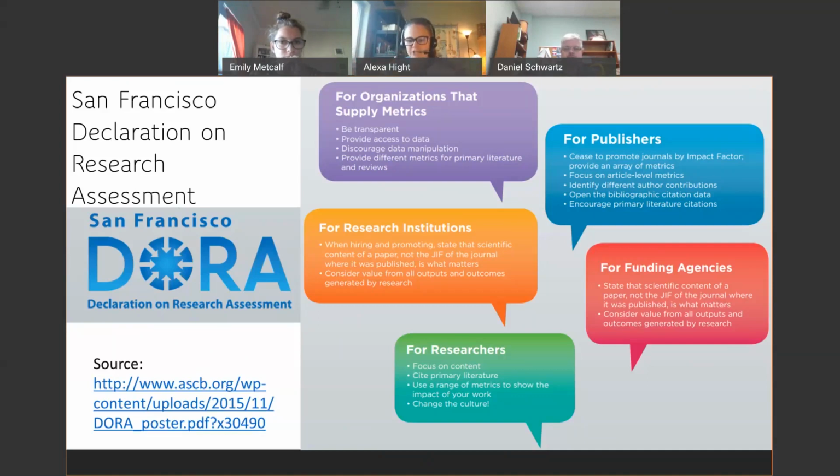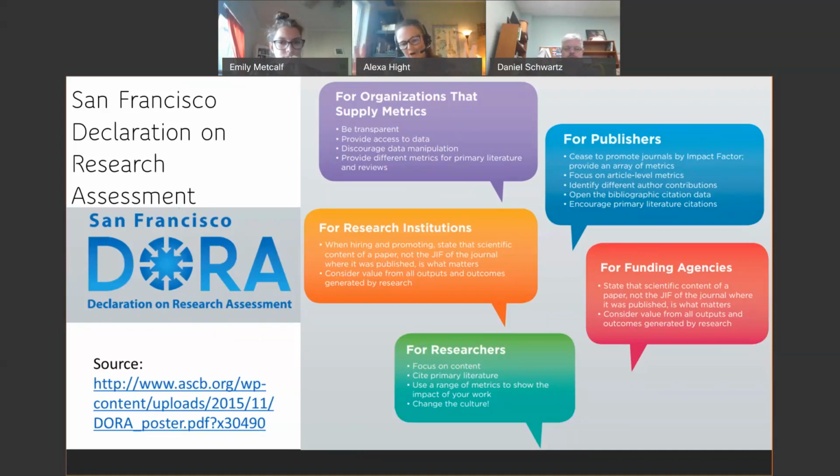And then for researchers, for individual authors, focus on the content, not on where you're getting published. Cite primary literature, not just literature that's been cited 1,000 times before. Look at different metrics to know how your work has impact, and change the culture.